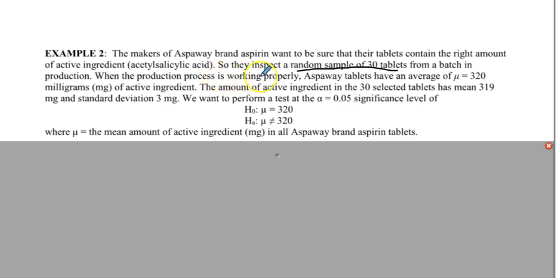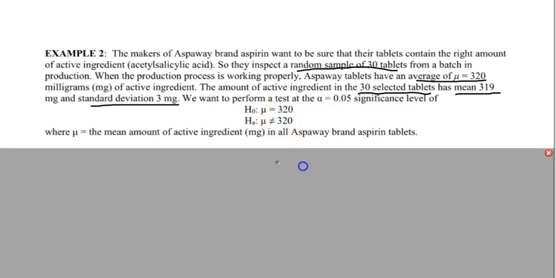When the production process is working properly, aspirin tablets have an average of 320 of the active ingredient. The amount of active ingredient in 30 selected tablets has a mean of 319 and a standard deviation of 3 milligrams. Here we're just testing at 0.05, it gives us our H0 and our Ha. So it's actually done for you.